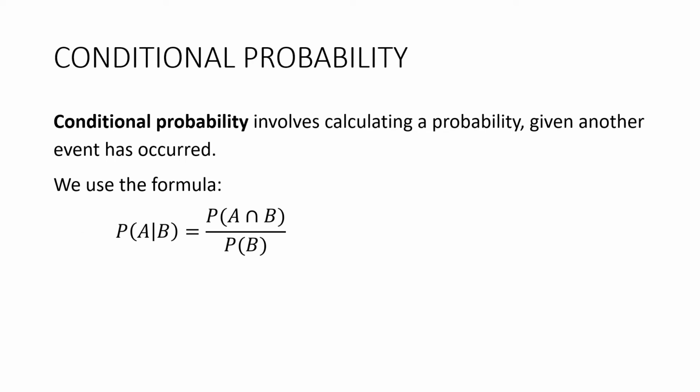Conditional probability involves calculating a probability given another event has occurred. And this is the formula that we use, and it's given for you on your reference sheet. This is how we write it. The probability of A given B. And it's equal to the probability of A intersection B divided by the probability of B.